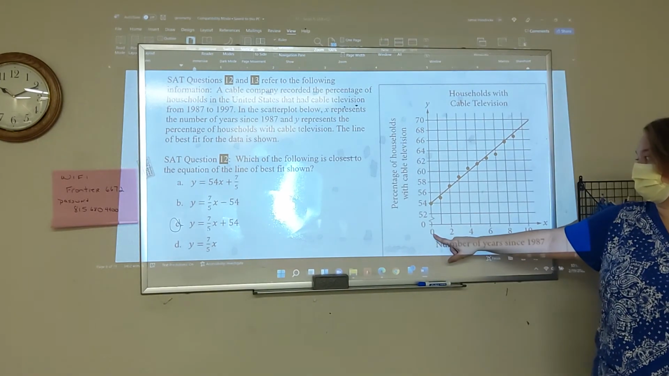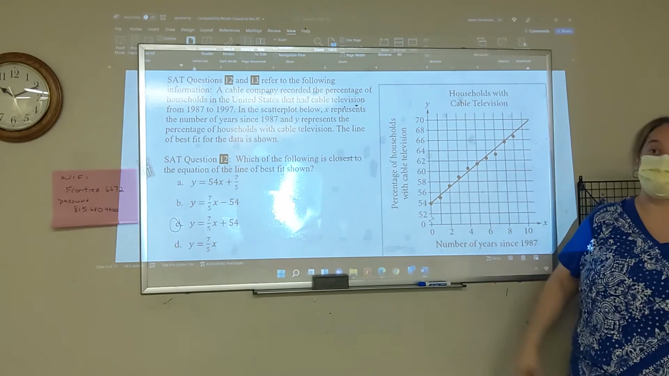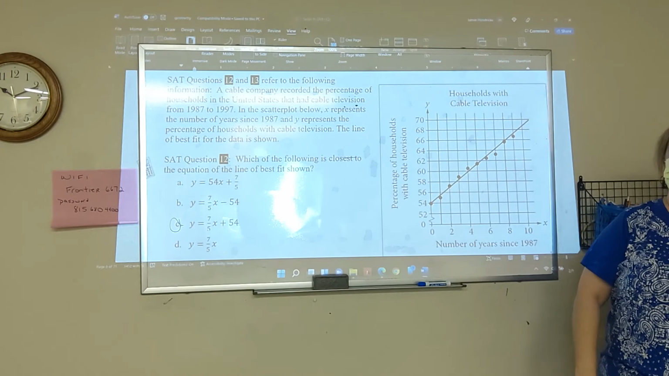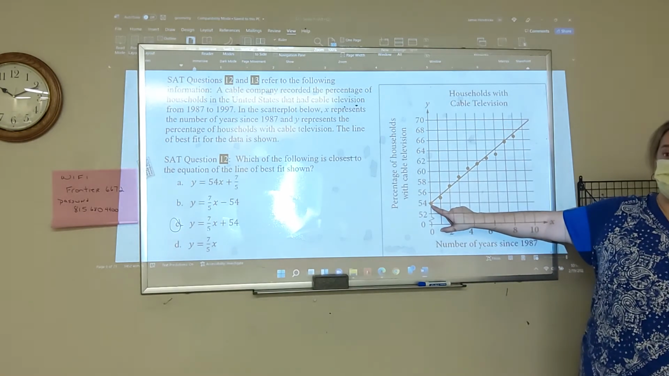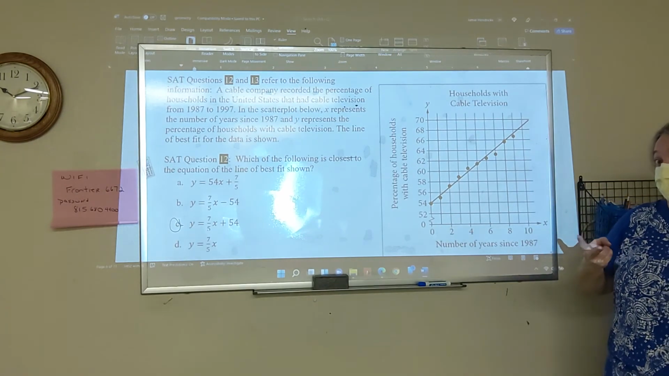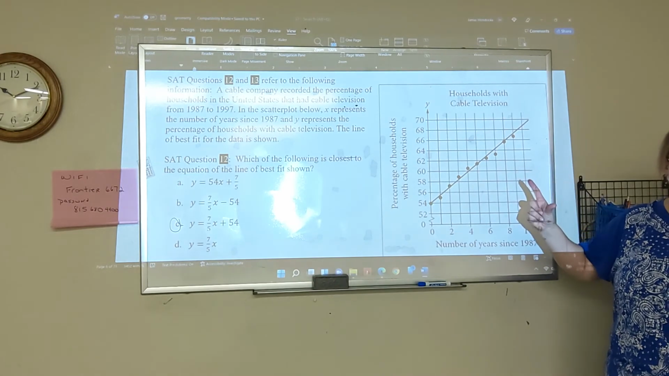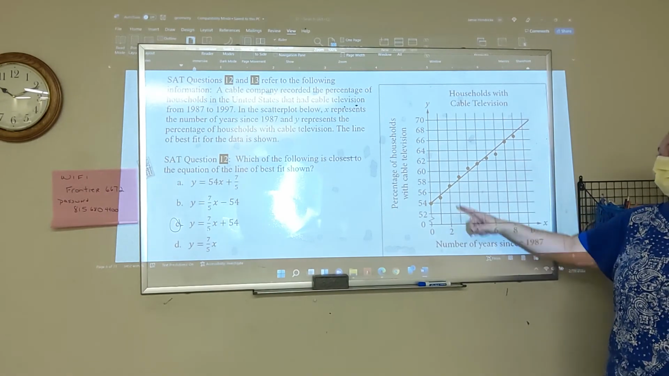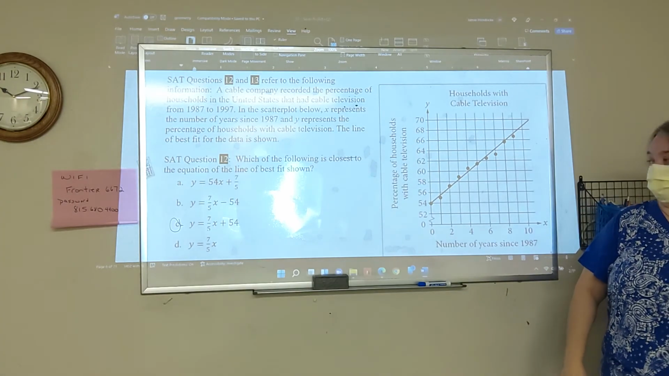So if it doesn't start at 0, then we would actually rule out C. Our y-intercept could not be 54. And usually what will happen is if this is not 0, there'll be two answers that have a y-intercept of 54, so you'll usually be able to rule out two. And you'll have the other two answers that have a y-intercept of something else, but it'll be the same thing. So you know it's one of the other two, and then you go to your slope, figure out your slope. Make sense?